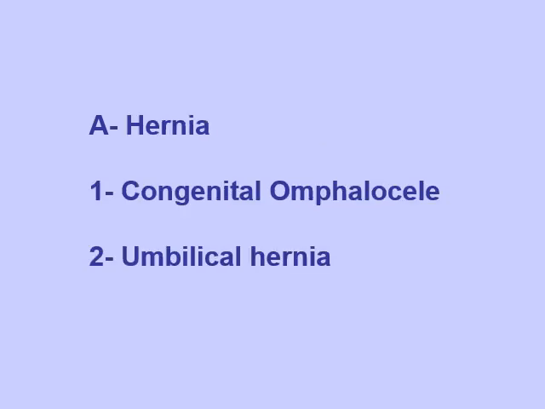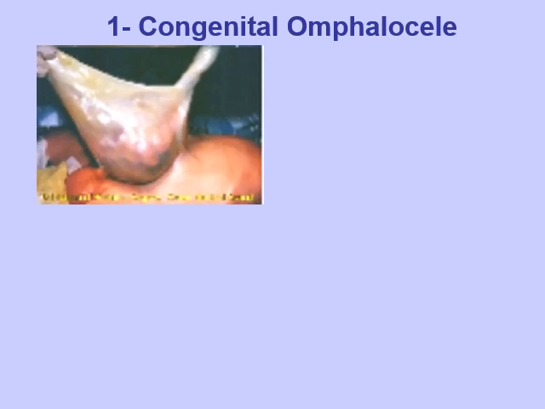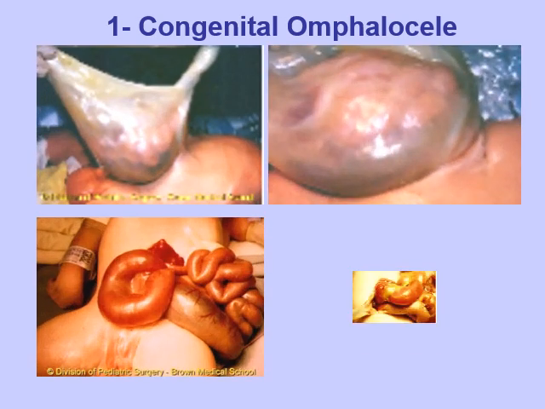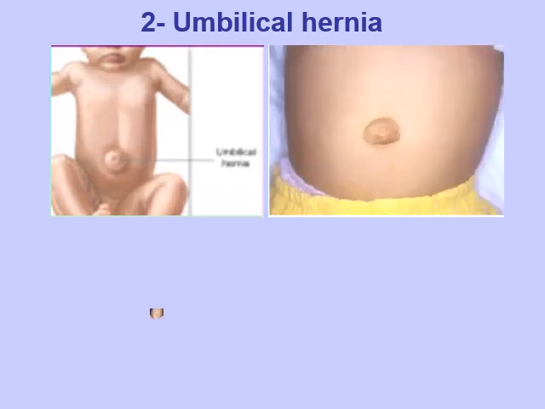Blood supply to the midgut, as we said before, is derived from the superior mesenteric artery. Anomalies in the midgut: congenital omphalocele, umbilical hernia.